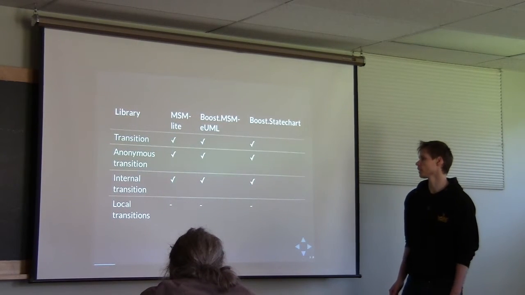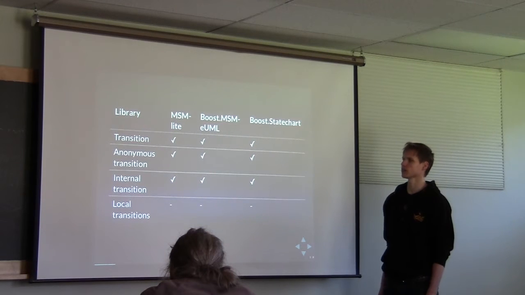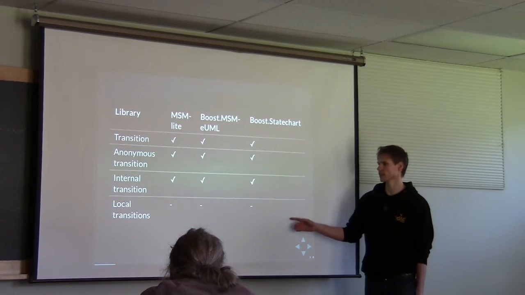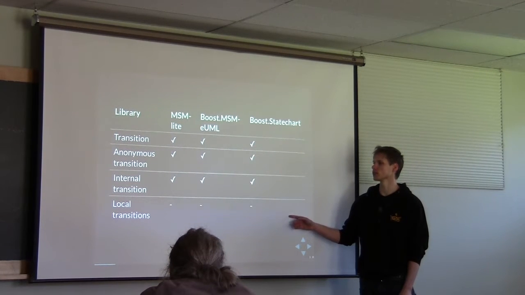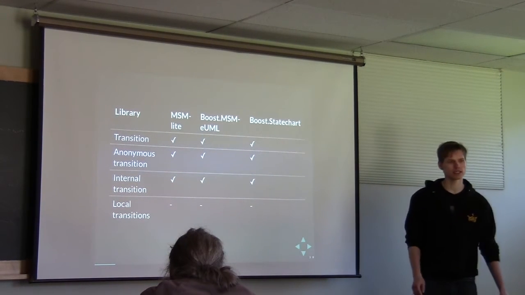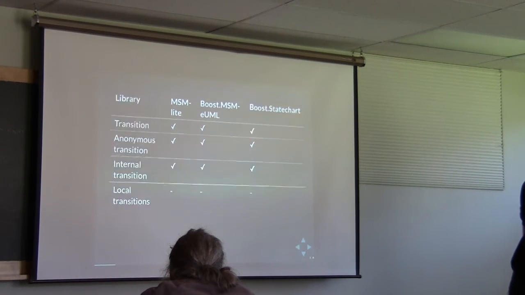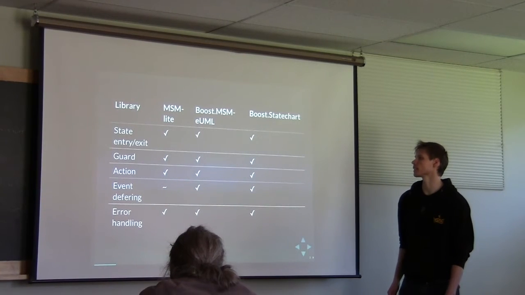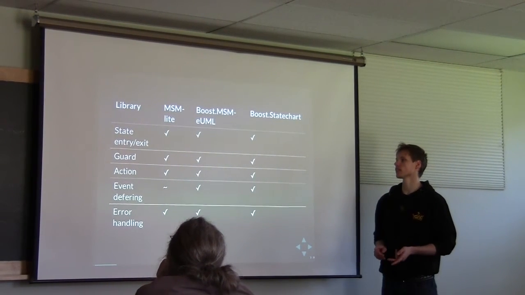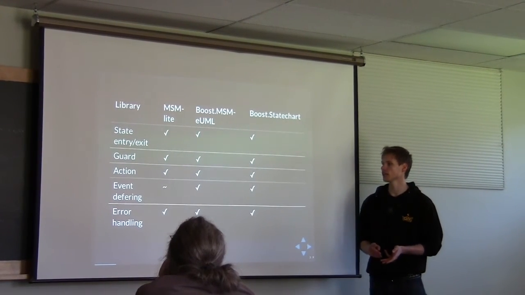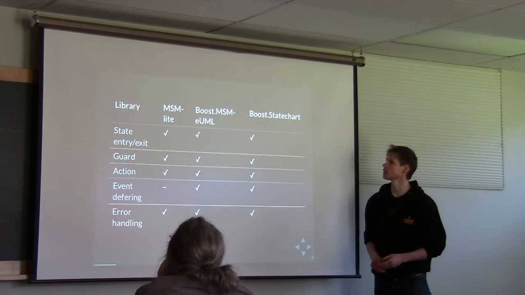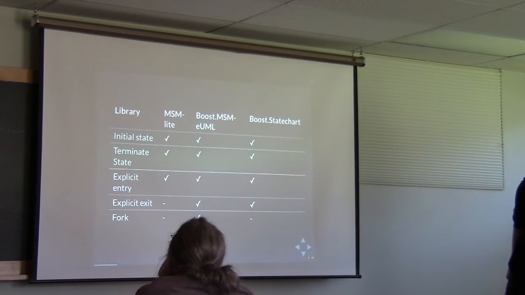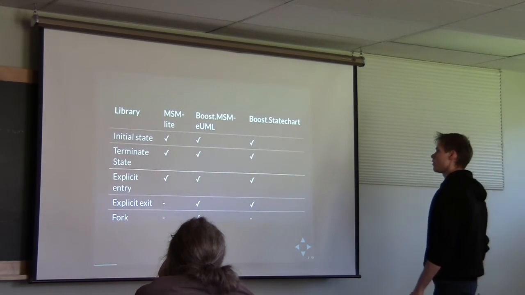The basic features are in all libraries, like transition, anonymous transition, internal transition. Local transition is an addition in UML2, however, no one implemented it yet. So maybe we won't cover that much. Here we can see that the basic features like guards, state entry, actions, event deferring, error handling are implemented in most of the libraries, as well as other stuff.